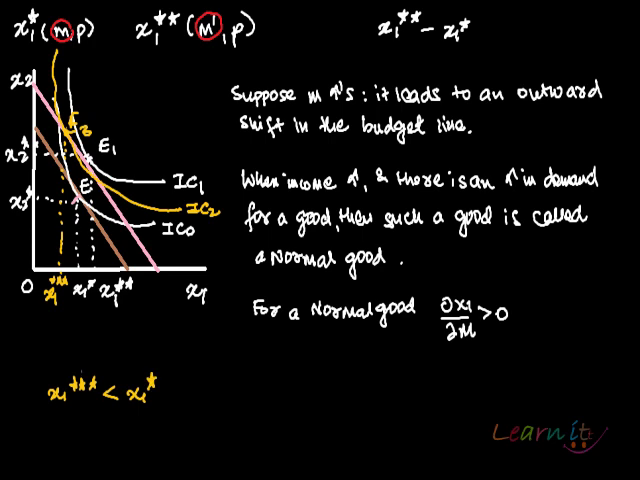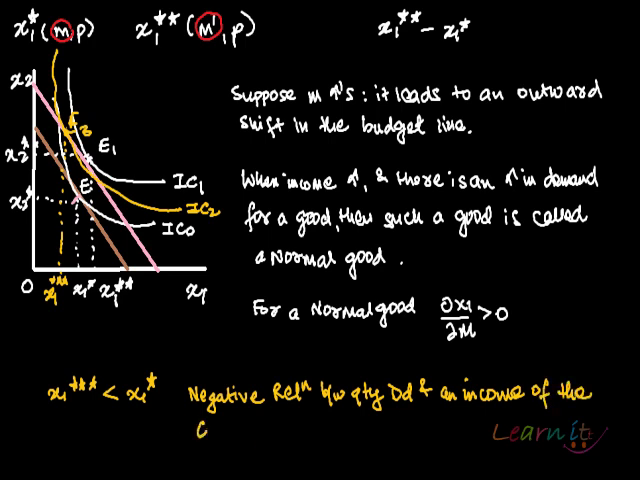So with an increase in income, the demand for this commodity has fallen, and such a commodity is called an inferior good. So there is a negative relationship between quantity demanded and the income of the consumer in case of inferior goods. Clear? So in case of inferior goods, there is a negative relationship between quantity demanded and income of the consumer.